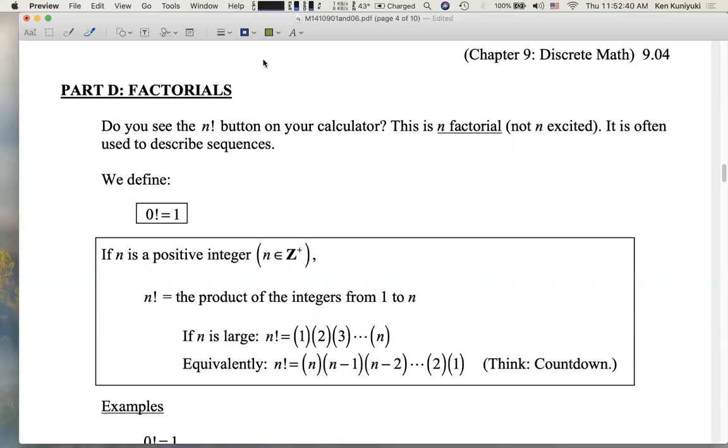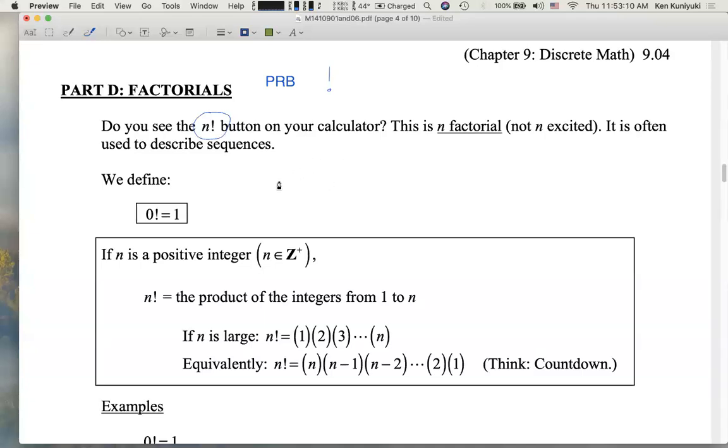Hi, everyone. So let's talk about factorials. Do you see the n factorial button on your calculator? On some TI calculators, you might need to look under the PRB or probability menu, and you may see an exclamation point. N factorial, not n excited or n yelling, n factorial, all right? And it's often used to describe sequences as part of formulas for sequences or series.